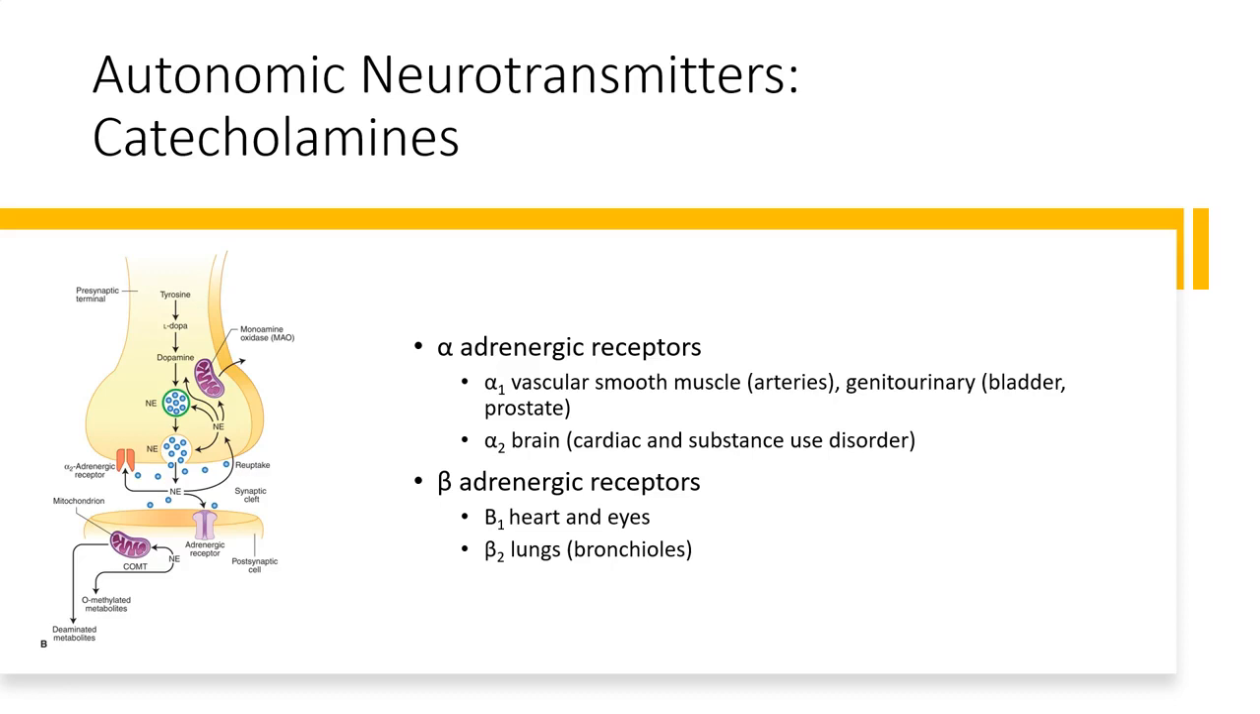Beta adrenergic receptors include beta 1 and beta 2 adrenergic receptors. Beta 1 adrenergic receptors are found in the heart and in the eyes, where they might be targeted to treat something like glaucoma. And beta 2 adrenergic receptors are found in the bronchioles of the lungs, and these are targeted in the asthma response. And this is our brief overview of the autonomic nervous system.